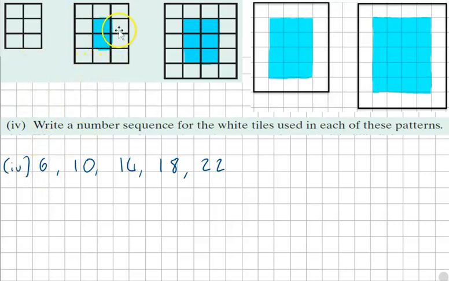And then just counting around the outside, there are 10 white tiles in the second term. Then again, just counting around the outside, there are 14 white tiles. And then again, counting around the outside for term 4, we have 18 white tiles. And then we end up having 22 for the 5th term.